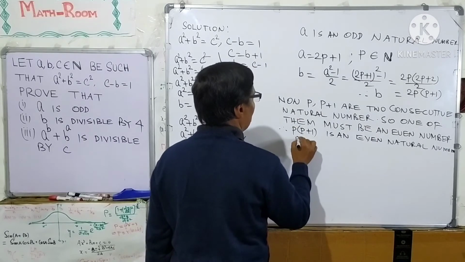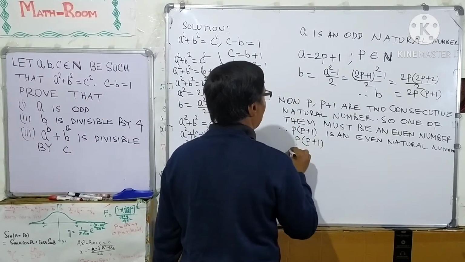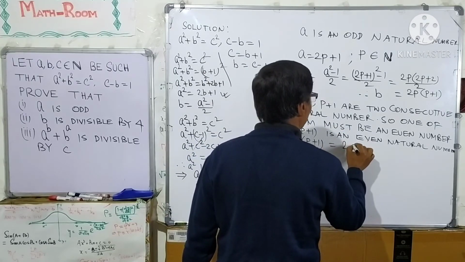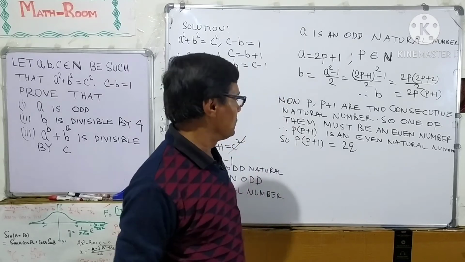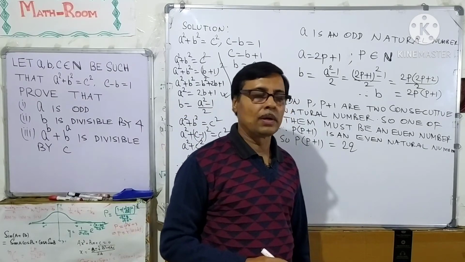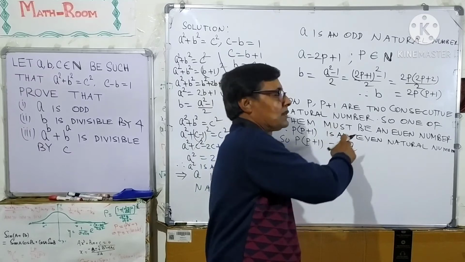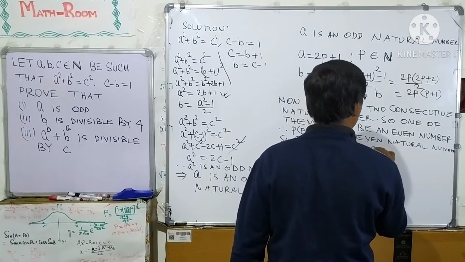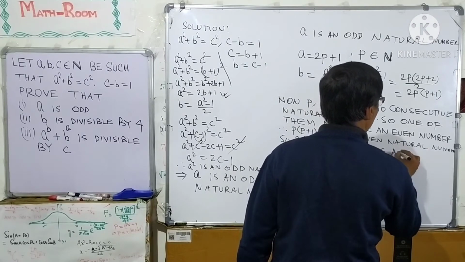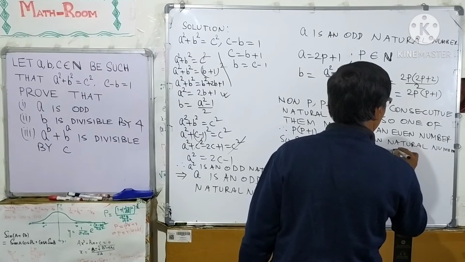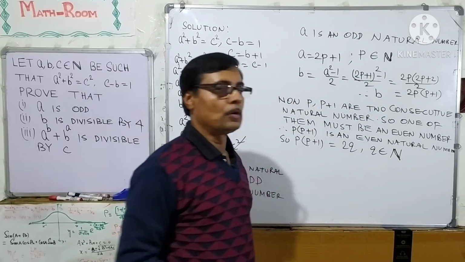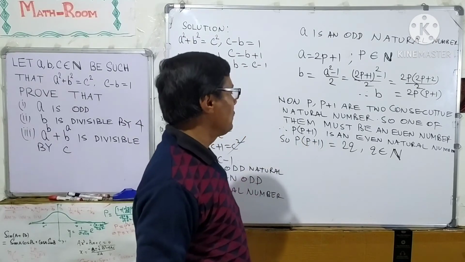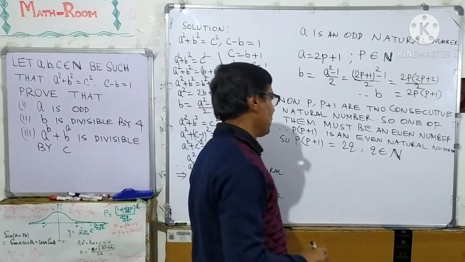So also p into p plus 1 can be expressed as 2 into q, because p into p plus 1 is an even number. An even number can be expressed as 2 into any natural number, where q belongs to the set of natural numbers. So p into p plus 1 equals 2q, as p into p plus 1 is an even number.